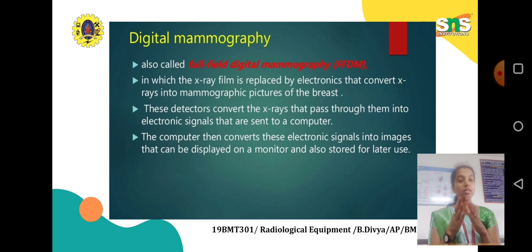After sending the data to the computer, the computer converts these electronic signals into an image where we can see which part has been affected and to what range. We can see those by looking into the images we get from the computer. These images can also be stored for later use.